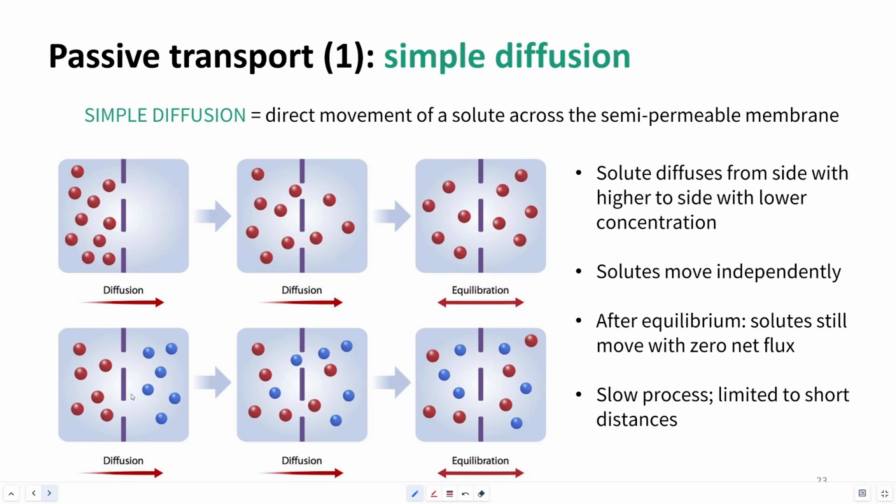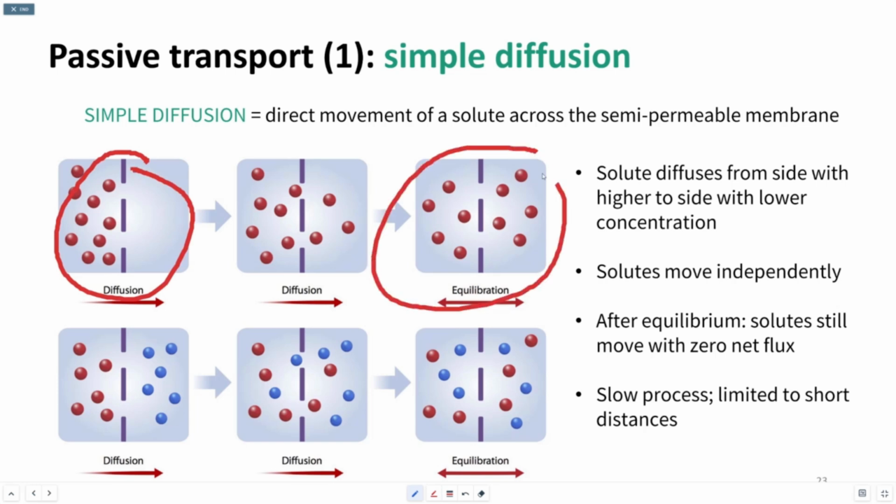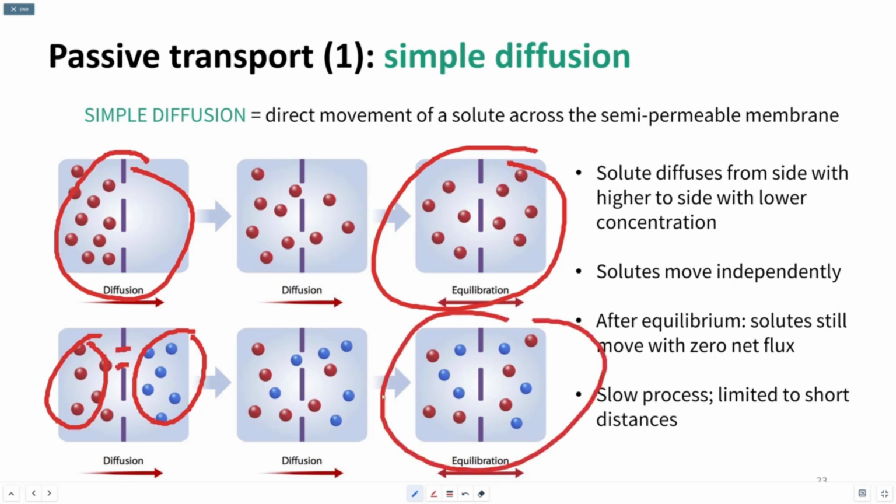Here are some key points. Solids diffuse from one side with the higher concentration to the other side that's lower. Solids move independently. After equilibrium is achieved, solids will not move anymore. And this is only going to be limited to short distances. As you go from the left picture to the right picture, it has achieved equilibrium. On the bottom picture, you can see two sides. Again, both of these solids, both the red and blue solids, are able to go through the membrane because of these small little openings. It then also achieves equilibrium.